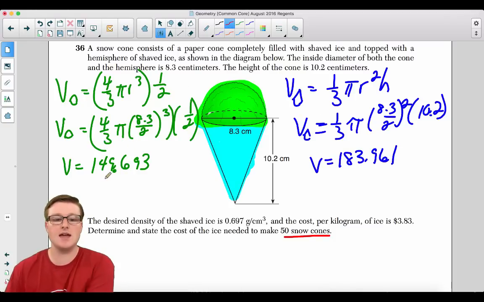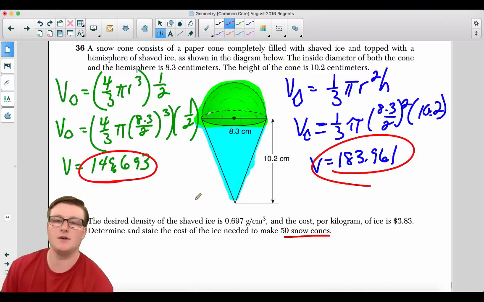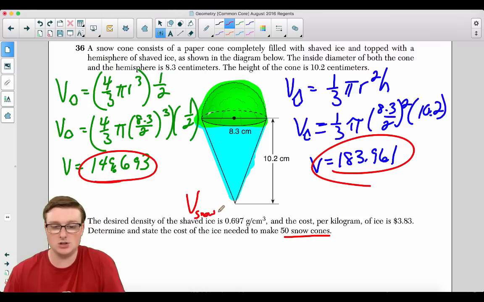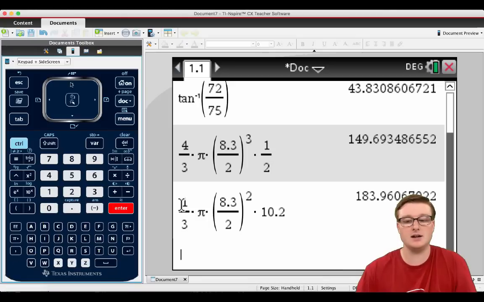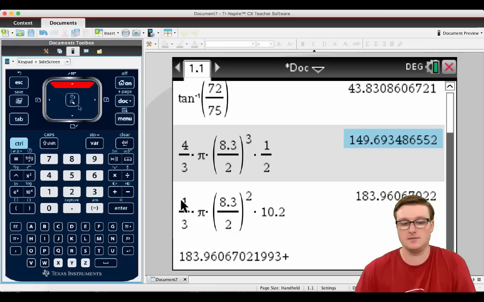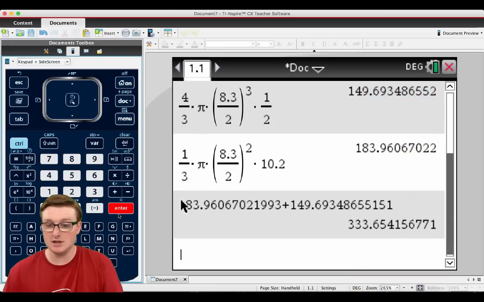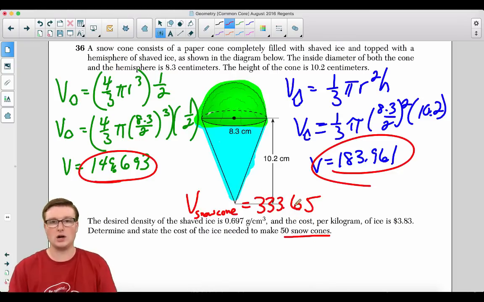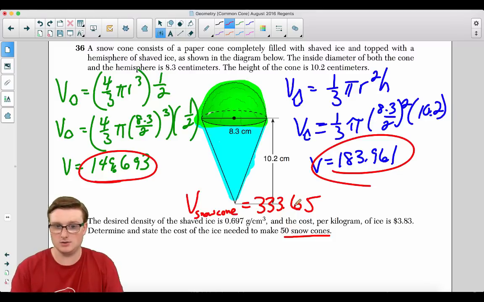When we add these together, the volume of the whole snow cone, so the volume of the snow cone is equal to, well, let's go back to our calculator and let's add this. Enter. Oops, forgot the plus sign. Plus this. 333.65. That's the volume for one of the snow cones.